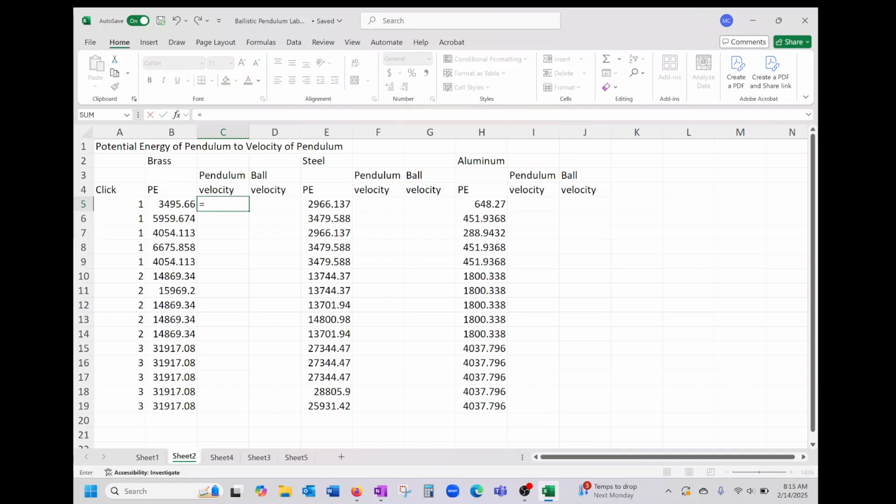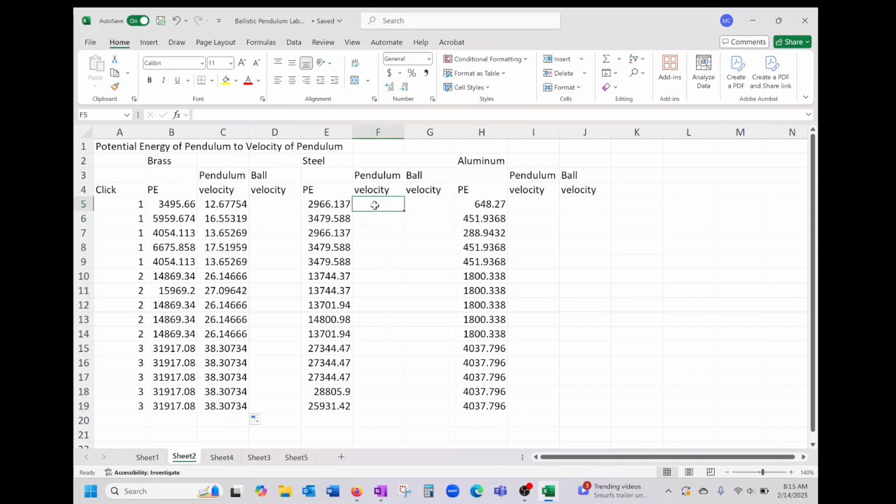So we'll hit equals, then parentheses, 2 times the potential energy, close the parentheses, divided by the mass, 43.5, close that again, caret, parentheses, 1/2, and then we hit enter. And that will get us the velocity of the pendulum. So equals, parentheses, 2 times the potential energy, close, divided by, this is 43.3, close, caret, parentheses, 1/2, close, enter.